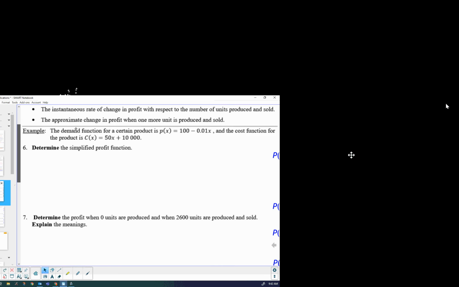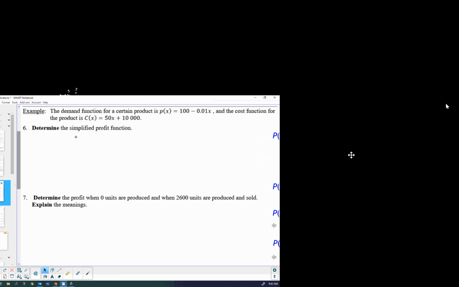All right. Demand function for a certain product is given there. And we have a cost function, which is also given. We want a profit function. How do we get the profit function? Yeah, find the revenue function first, which is x times lowercase p of x. And then subtract the cost function from it. Yes. There you go. I'll give you a minute. You can do the math.